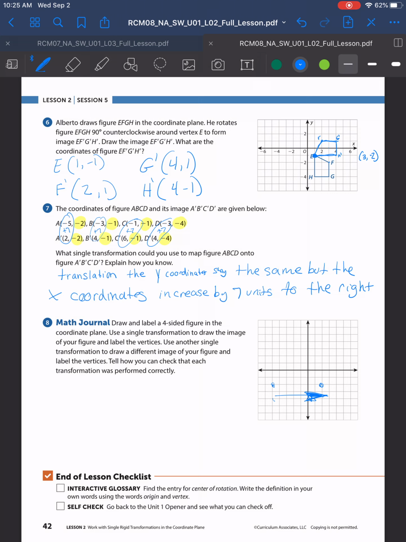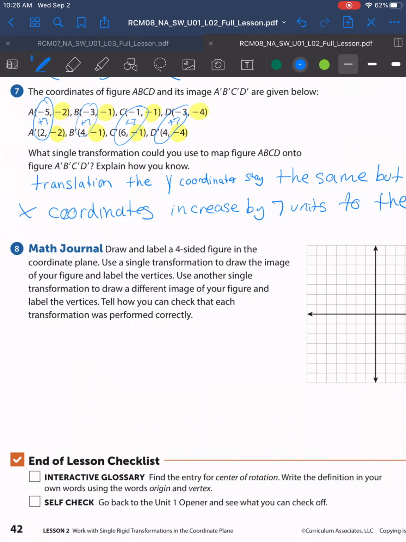Is it okay if you were to draw that out? Definitely. Drawing that out to see it would have been much more helpful than just trying to figure it out by looking at it. Okay, last one.